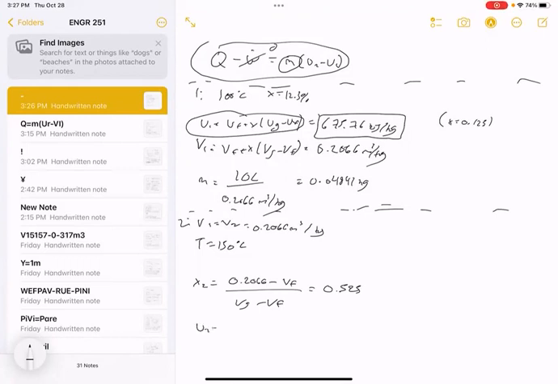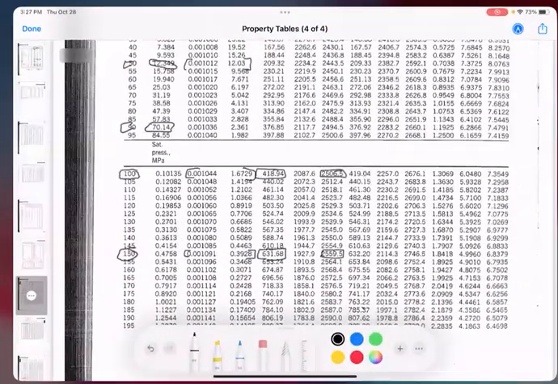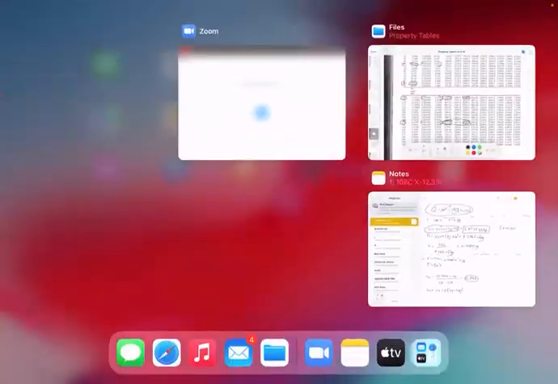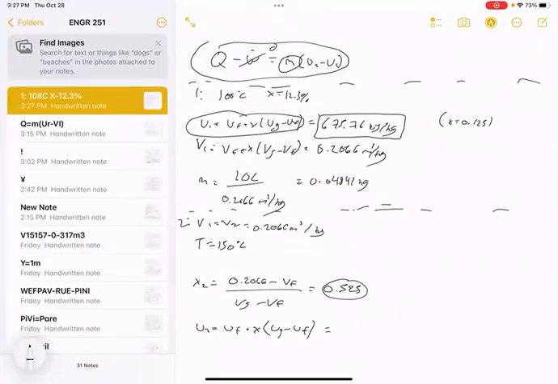So U2 equals, again, UF plus X, which is this value now, times UG minus UF, where UG and UF are these new values of UF and UG for the new state over here. Okay? And if you calculate this, you will get U2. So U at the final state is equal to 1643.5 kilojoules per kilogram.